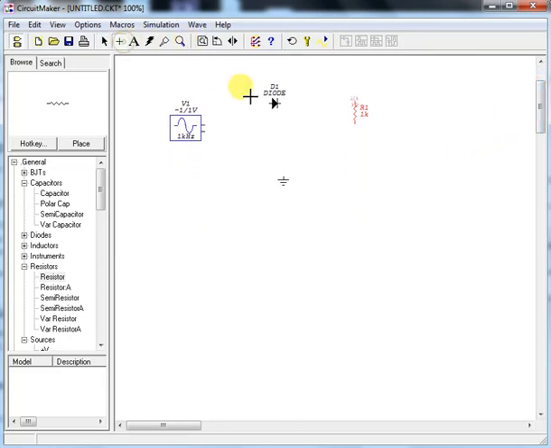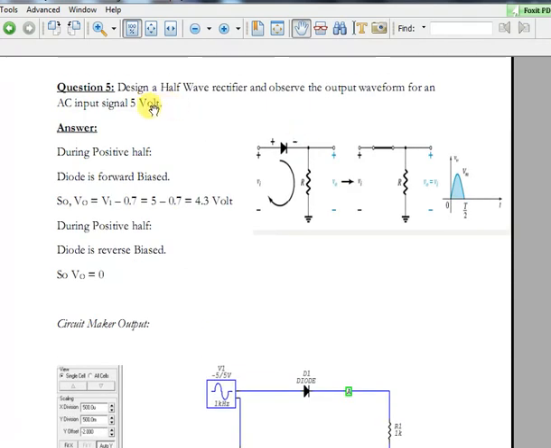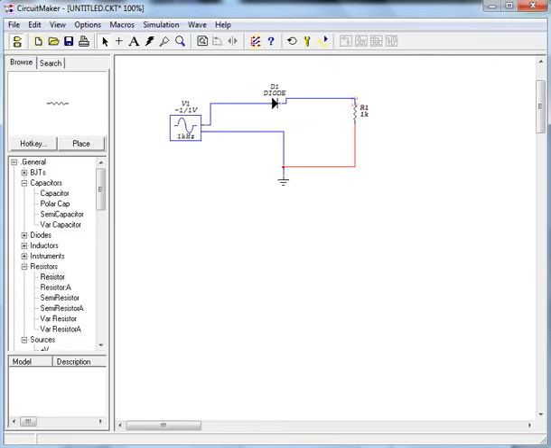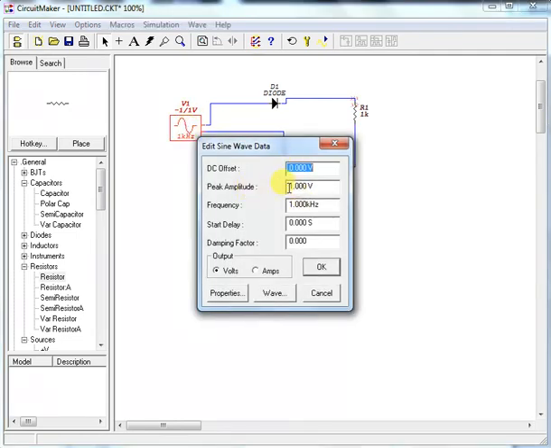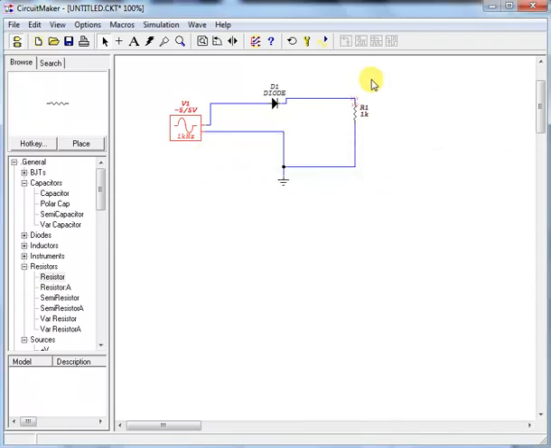Now wiring is needed, so you know the way it will be connected in the input. Another terminal will be of course grounded. Your resistor will be connected here. Another terminal will be of course grounded. And the next point was, in your question your signal was 5 volt AC, so we have to make it. Just double click. Its peak value is 1, so just make it 5. Enter. Our circuit is done.